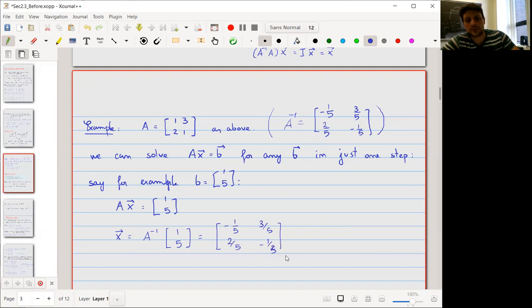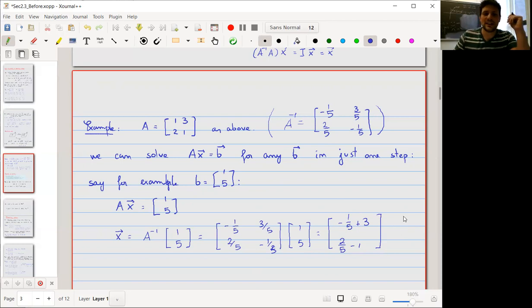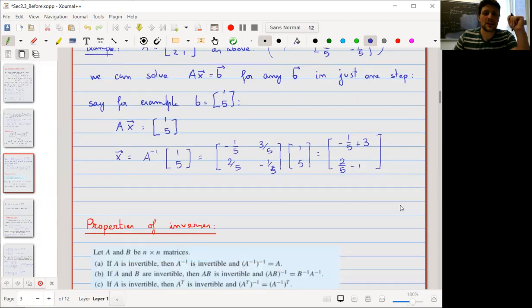Oops, this is a 5. Times (1, 5). Let's do it. The result we get is minus a fifth, plus 3 and 2/5, minus 1. That's your solution. That's your vector X. So you see why it's important to know how to handle and work with the inverse matrices.